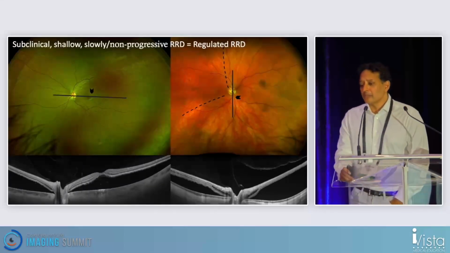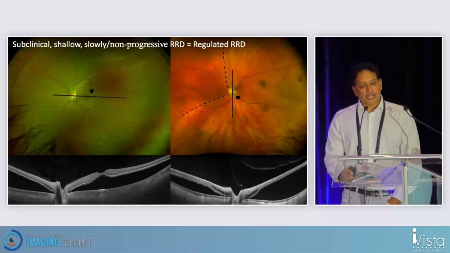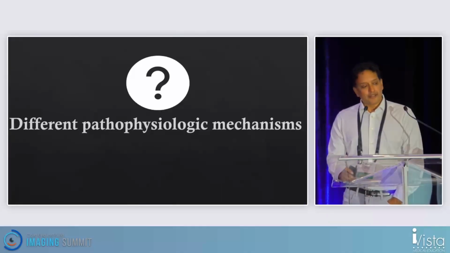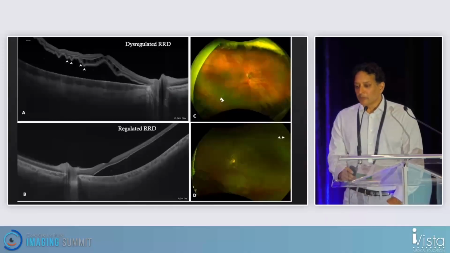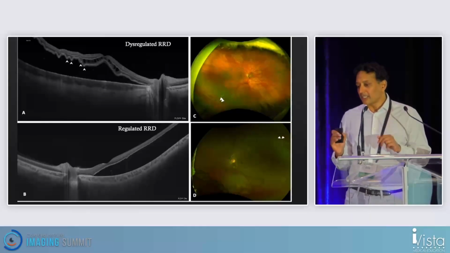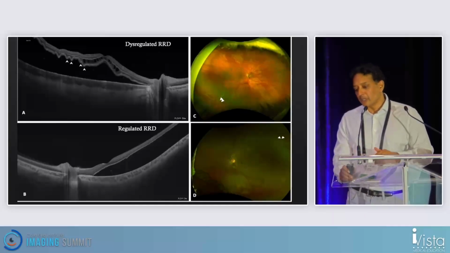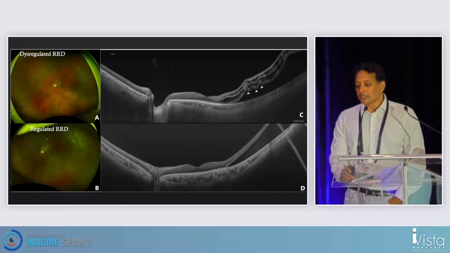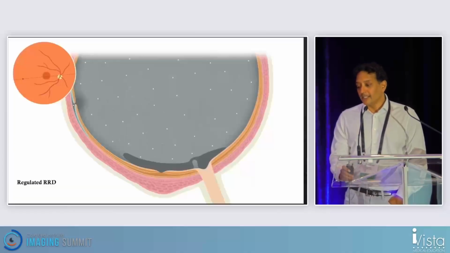Now, we know that some detachments don't have those types of changes, such as the myopic detachments with atrophic holes and attached hyaloid. There it's a different pathophysiological mechanism, and we wanted to really understand what was going on. If you look at the OCT, you can tell the difference between these dysregulated ones, where you have this rapid influx of fluid, versus regulated detachments, where you can see the outer retina has no corrugations. And here's another example demonstrating the difference in what's going on within the retina in these two cases.